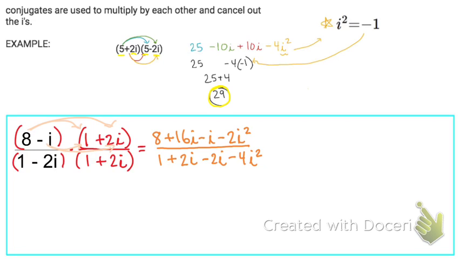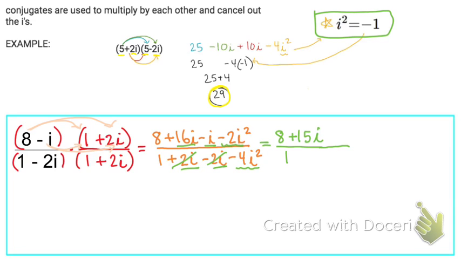After you've done that, now we want to simplify our numerator and our denominator. So we're going to combine our like terms. Notice that the 2i minus 2i cancels out. Now we need to look at this last term here, and keep in mind that i squared is negative 1. So in the numerator, we have negative 2 times negative 1 is positive 2. And in the denominator, we have negative 4 times negative 1 is positive 4.